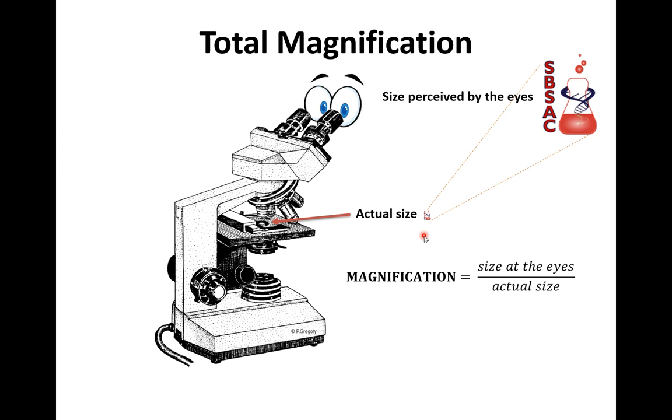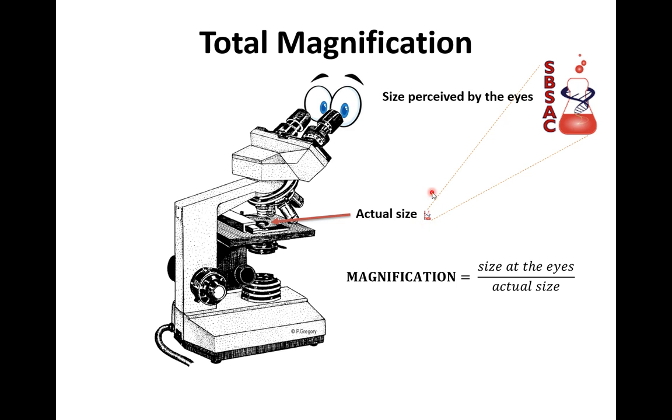Now let's talk about the concept of total magnification. Total magnification is defined as the ratio between the actual size of an object as it is on the stage and the way it's perceived by the detector, which could be your eyes in this example. So for example, something that is 1 millimeter here could be perceived by your eyes as 10 millimeters here. So the total magnification will be 10 times in that case.